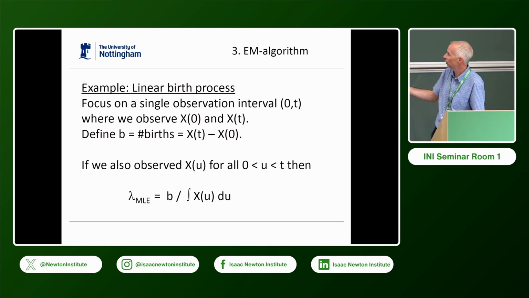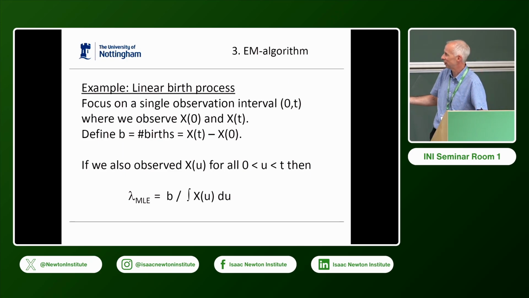For example, if you do this for linear birth and look at just one interval to keep things simple, you observe x0 and xt. The number of births is b, which you actually know from the data, so you observe it in this process. If you also observe the process continuously, then the MLE is of this form. If you've seen this before, fine.